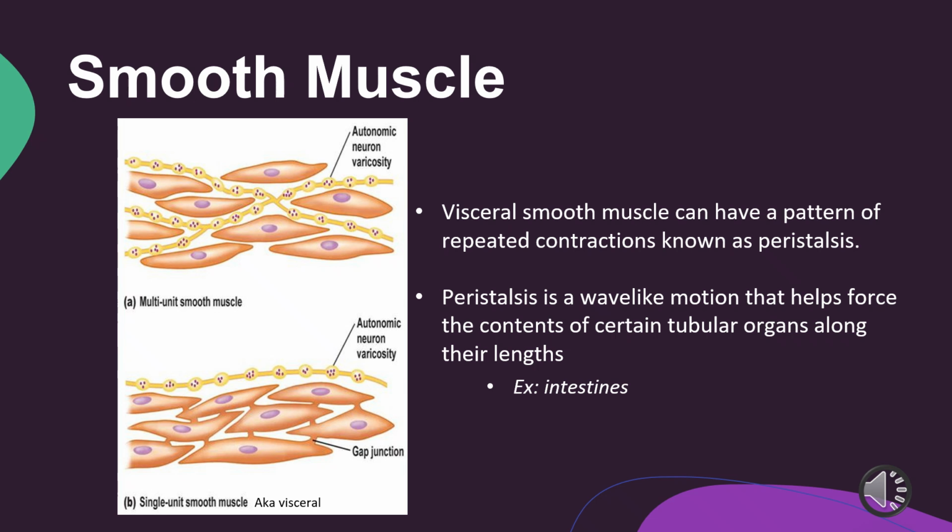Let's jump into smooth muscle and a concept called peristalsis. Let's take a closer look at how visceral smooth muscle functions, specifically through a process that we call peristalsis. If you look at the diagram, the top image shows multi-unit smooth muscle, where cells are more independent and scattered, like in your eyes. The bottom image shows the visceral or single-unit smooth muscle, where the cells are closely connected and can contract as a group.